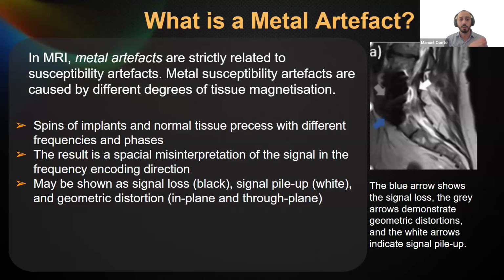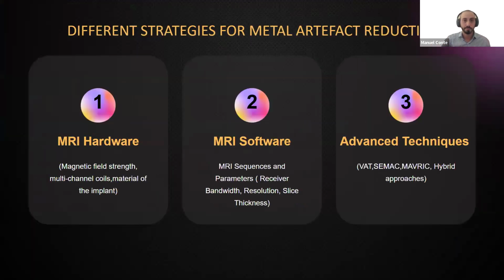It's very important that you remember this difference between in-plane and through-plane, because some parameters only reduce the in-plane, some reduce through-plane, and with some techniques we can reduce both. So we can have different strategies to reduce metal artifacts. I divided them into three ways.